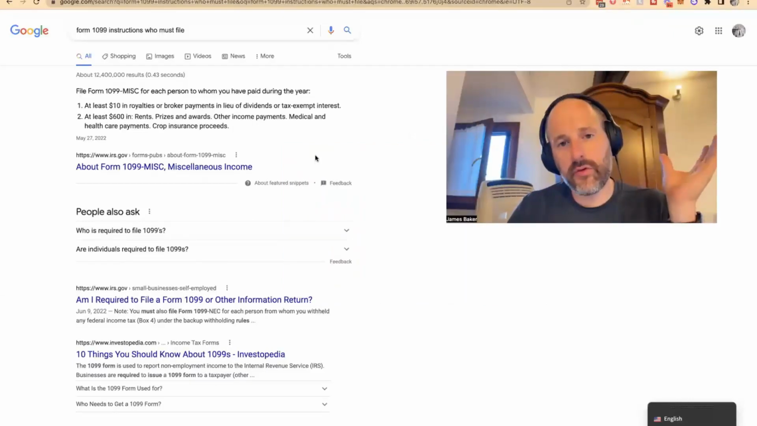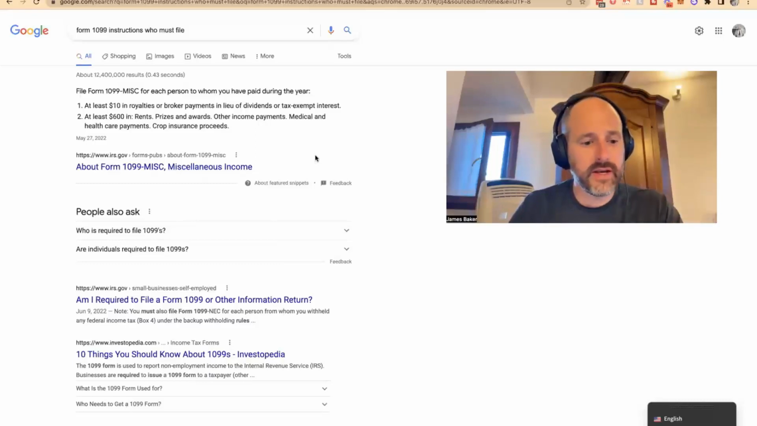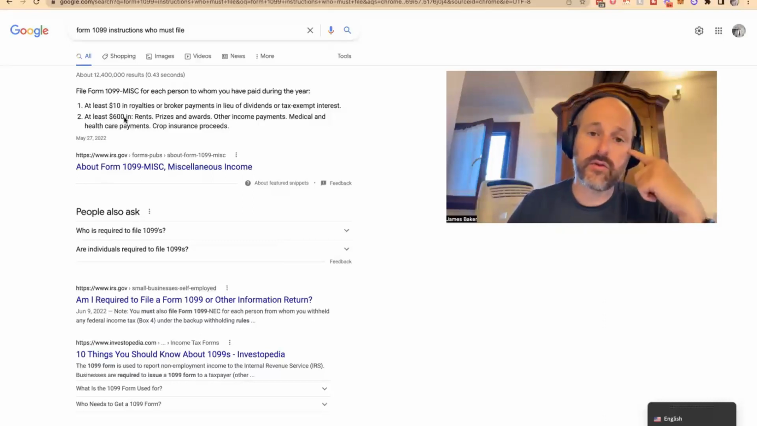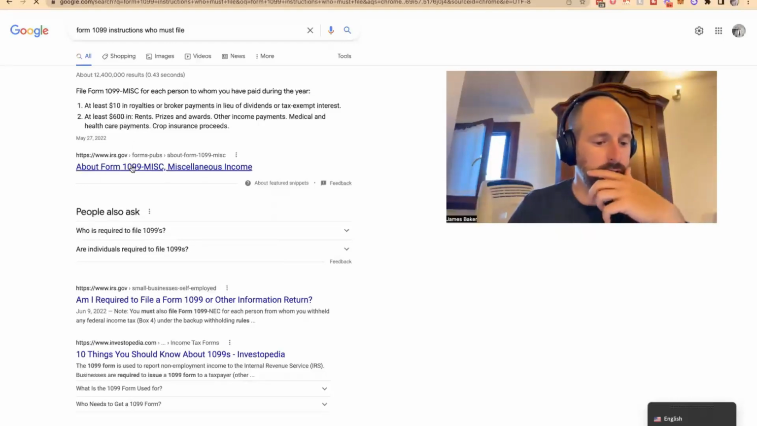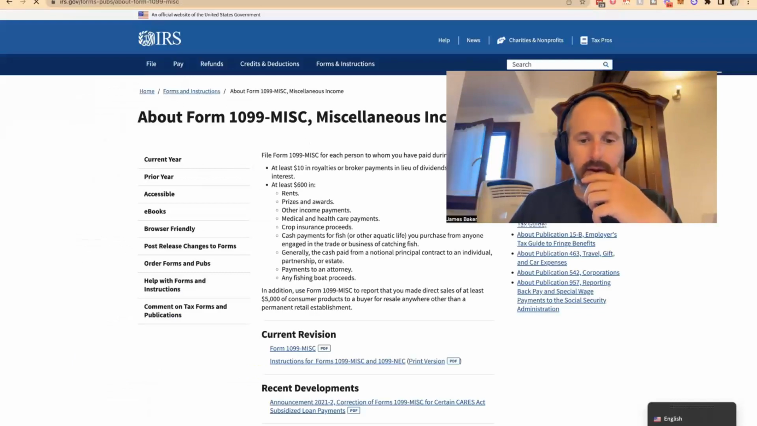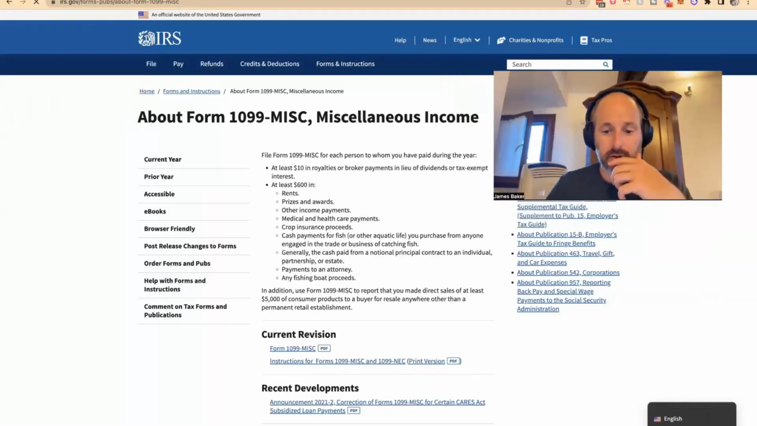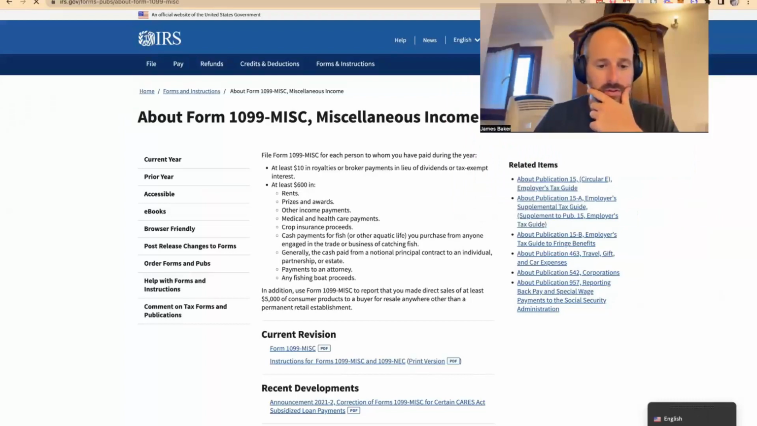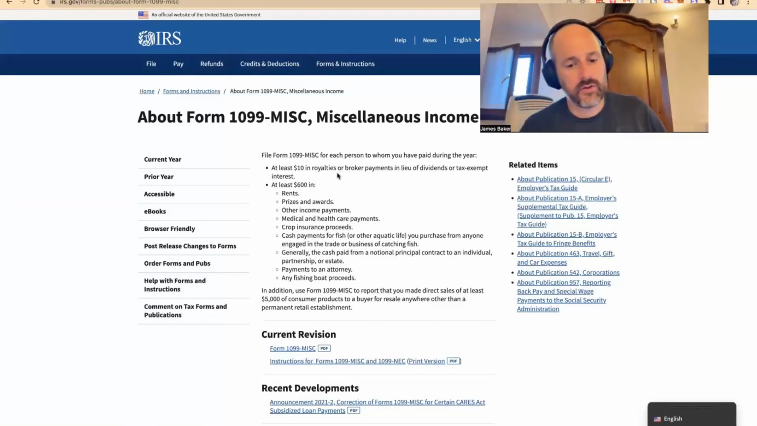First, what is Form 1099? Form 1099 miscellaneous, or NEC, is a form that's filed when you pay more than $600 to someone for something in the US, but it has to be for a US person. So let's read about it a little bit. There's the MISC and the NEC, and I'm going to talk about the differences as well. We can make this a couple different videos, but file form 1099 for each person you pay during the year. And this is for a US trade or business. That's how I look at it and understand it.